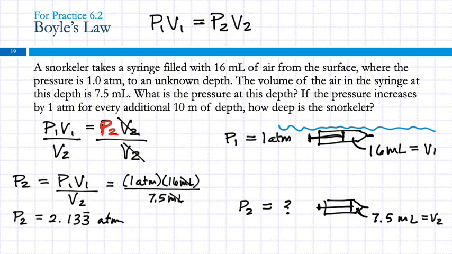How many sig figs would that number have? 2. This 1 atmosphere can be a little confusing. 1 atmosphere is defined as the pressure at sea level, and so we can consider that to be an exact number. That's a little iffy, but that's what we do. This has 2 sig figs, this has 2 sig figs, so I'm just going to keep 2 sig figs here, and 2.1.